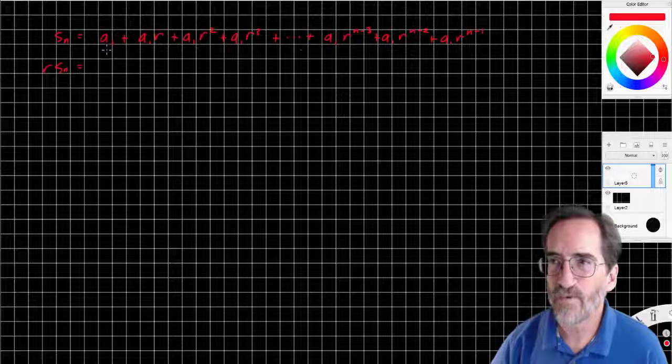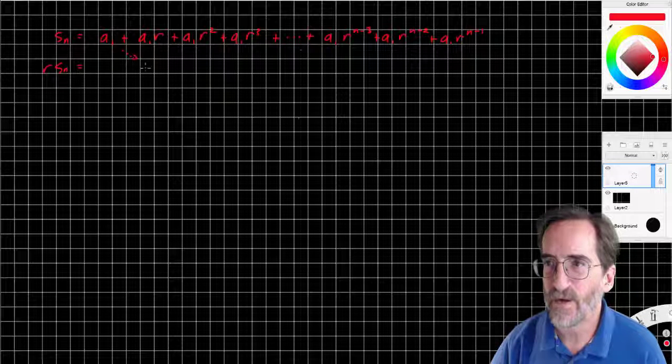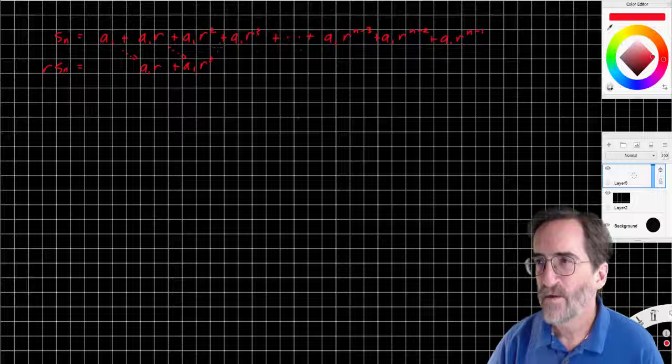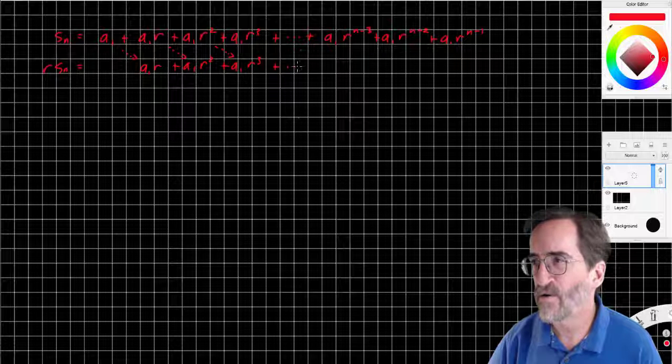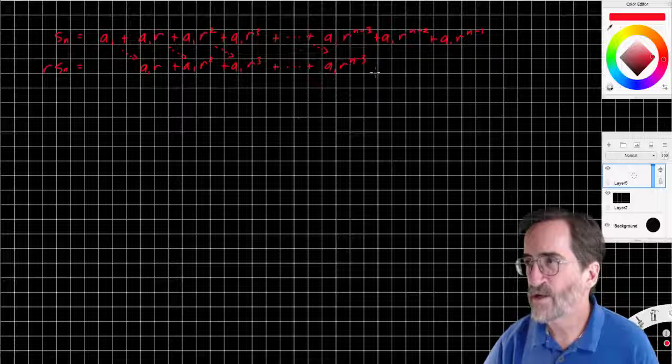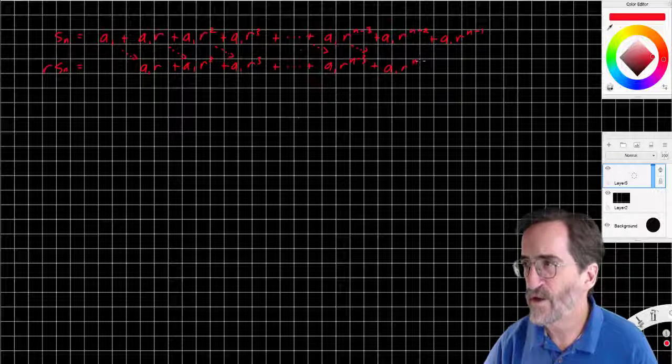So a sub 1 gets multiplied by r, so I'm going to write that term down here: a sub 1 r. A sub 1 r gets multiplied by r, so that becomes a sub 1 r squared, so that term ends up here. A sub 1 r squared becomes a sub 1 r cubed, so that ends up right here. And you can see this going on all the way to the end. A sub 1 r to the n minus 4 gets multiplied by r and becomes a sub 1 r to the n minus 3. A sub 1 r to the n minus 3 gets multiplied by r and becomes a sub 1 r to the n minus 2.